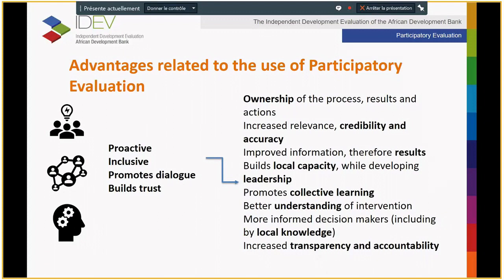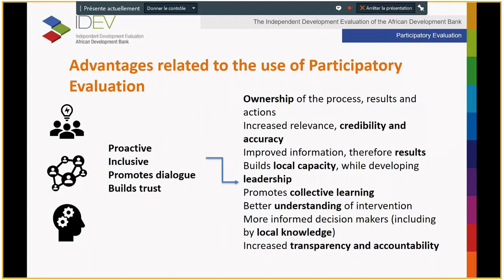It's also an opportunity for decision makers to have a better understanding of the intervention through the perspective of those most affected by it. The beneficiaries or the program staff, for example, have insights and perspectives that are unique and important for future operations, or for ongoing operations if the participatory evaluation is, for example, a midterm evaluation. Transparency is also increased, as well as accountability.